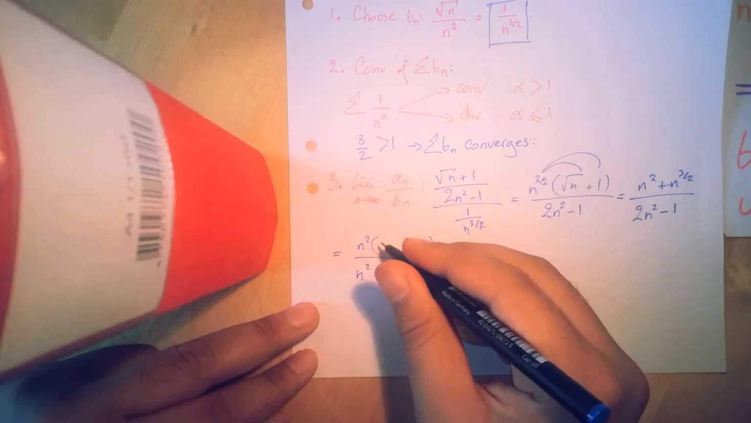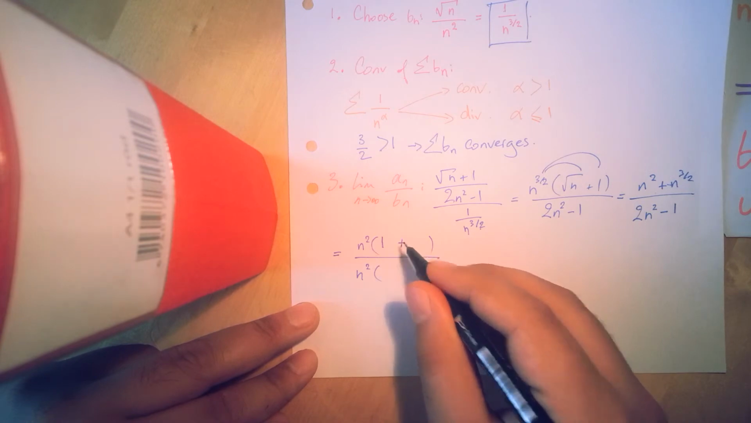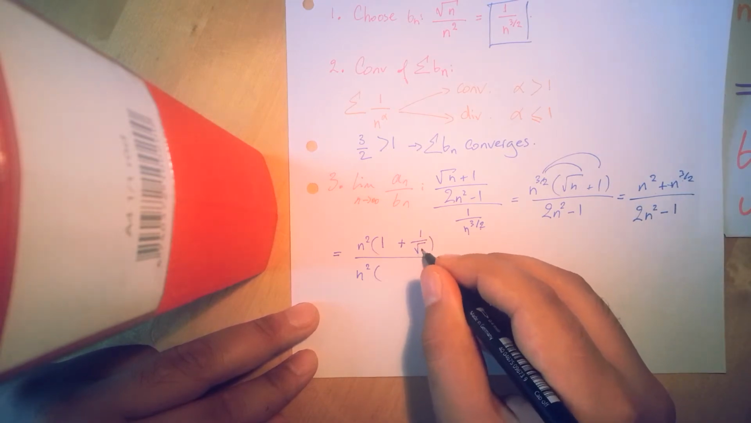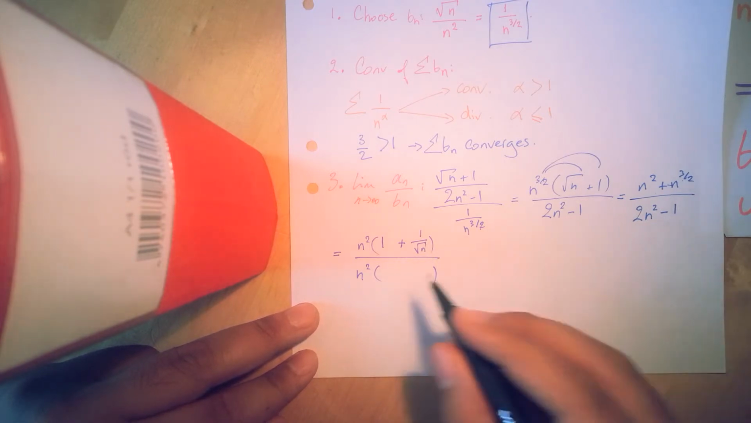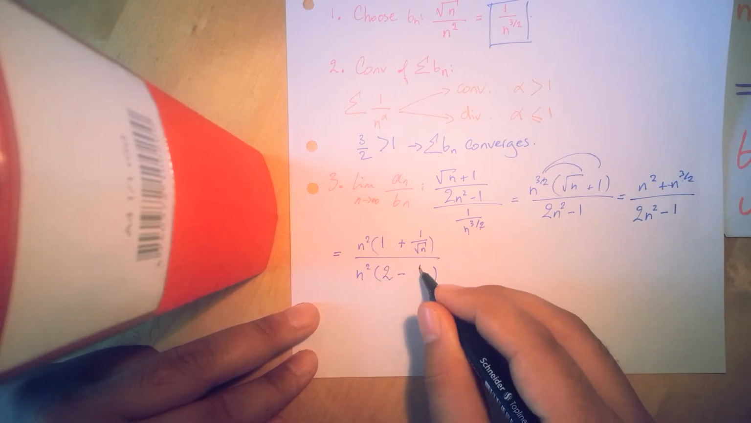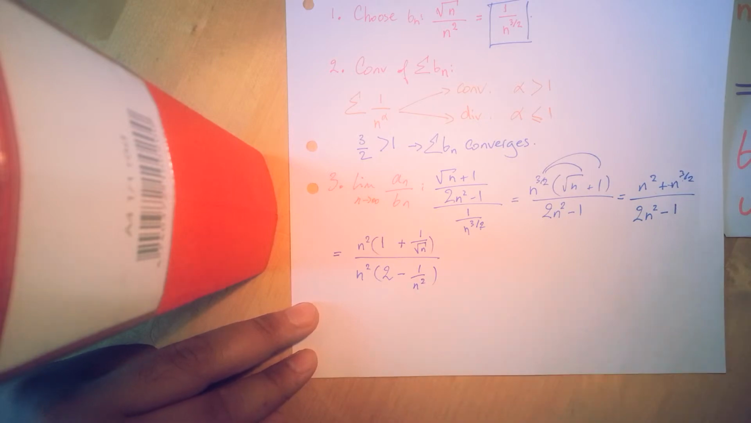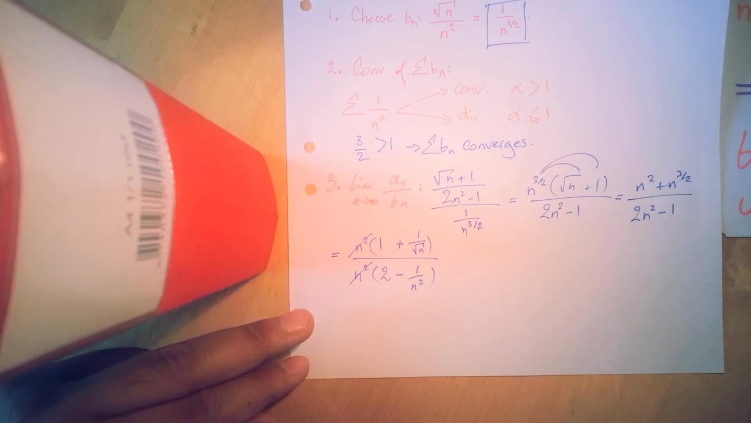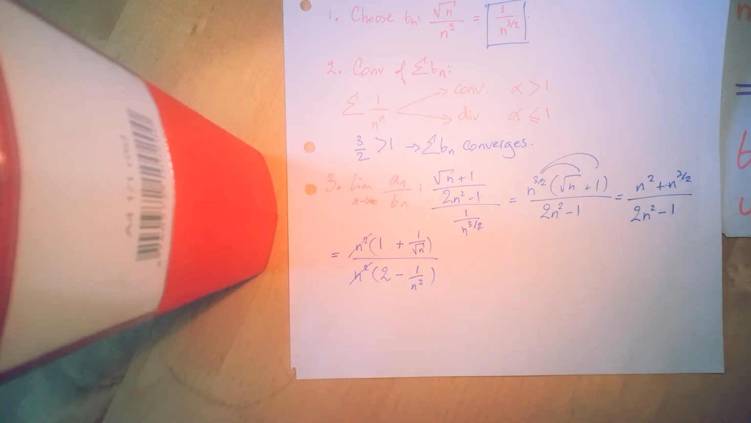So here we get n squared over n squared, which is 1, plus n squared divided by n^(3/2), which is going to give us 1 over the square root of n. And here we divide by n squared, which gives us 2 minus 1 over n squared. Great. And now we can just take out the n squared. And now we can take the limit of this.